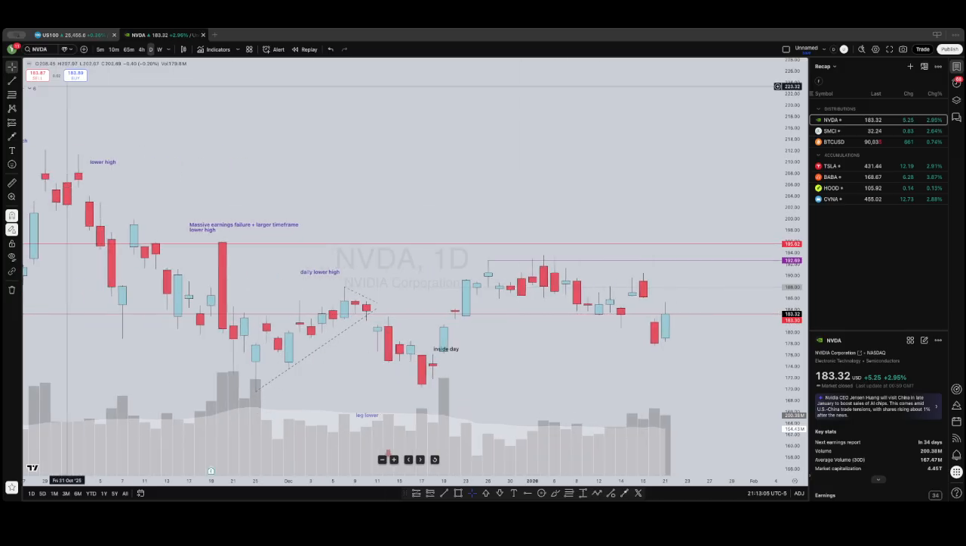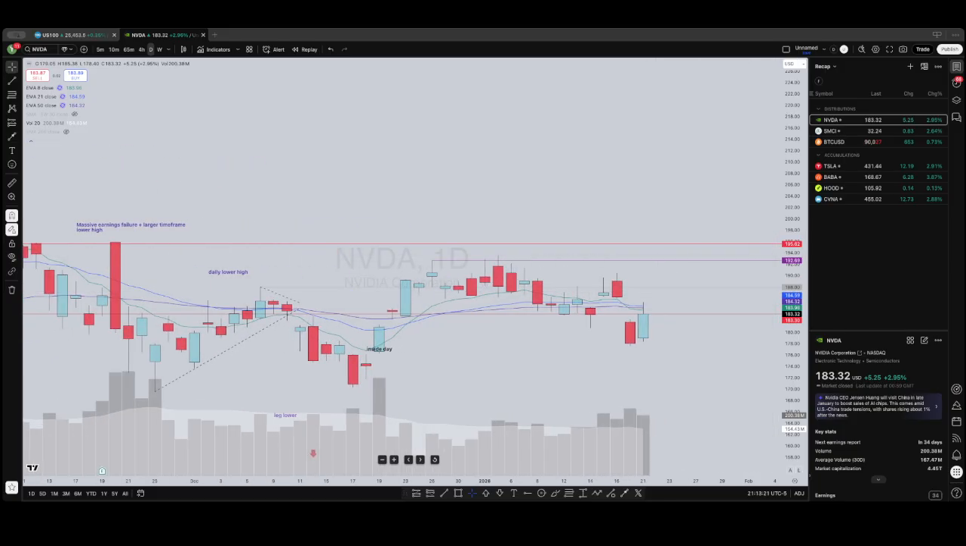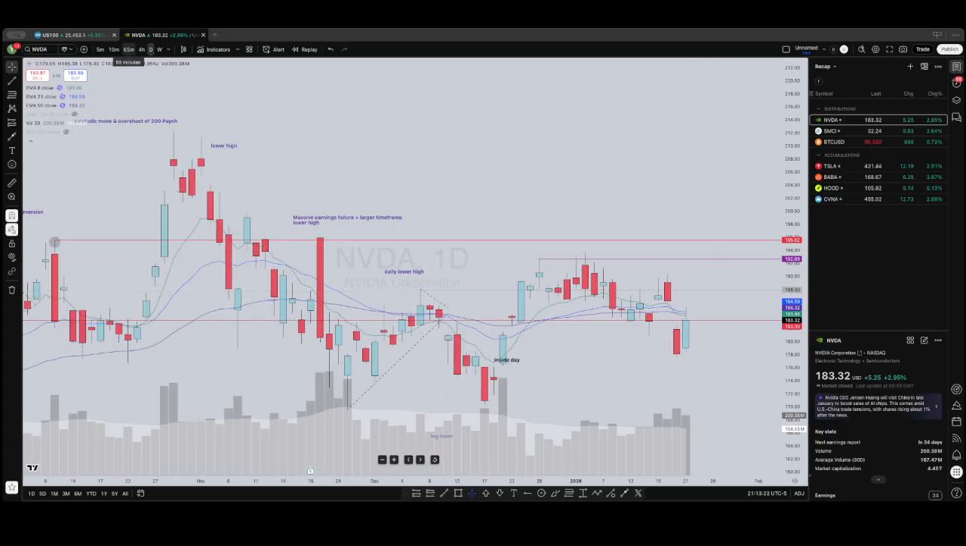So for example, NVIDIA, we did test into the daily moving average today. When the daily moving averages are above us, they are more likely to act as resistance, and when they are below us, they are more likely to act as support. I don't know if this is going to reclaim it and pop and go up to make new highs. I don't think it will, but I'm watching the reaction.